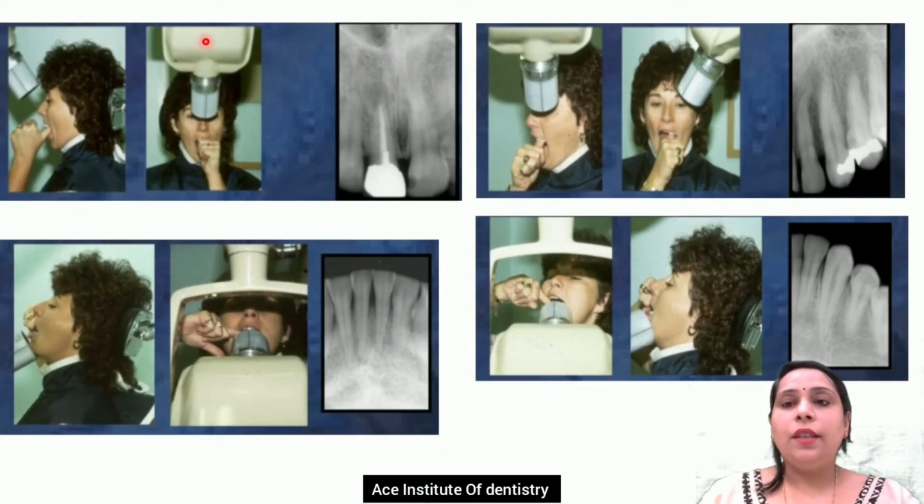See, if the cone is directed downwards, that means it is plus. So for the upper front tooth, it has to be placed towards the tip of the nose. The tip of the nose should be covered. This is again an endodontic X-ray.